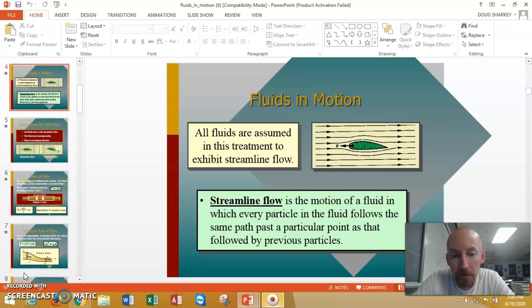Hey guys, AP2, fluids in motion. We're going to talk about how fluids act when they move. So up to this point, fluids have been static. Now they're going to start moving. And we're usually talking about air and water, right?